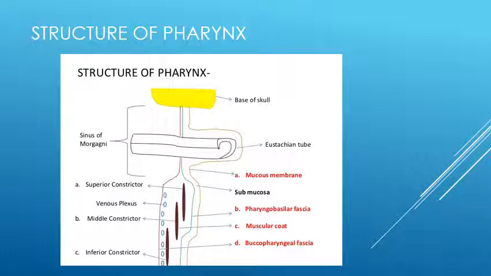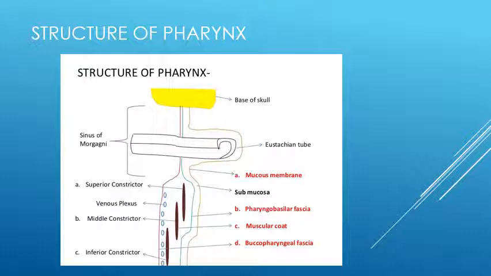As you can see in the diagram, superior, middle, and inferior constrictor, and the inner longitudinal layer, which is made up of stylopharyngeus, salpingopharyngeus, and palatopharyngeus muscles. These you are going to study later on with the muscles of the pharynx. Then we come to the fascial coat, which is the outer coat.